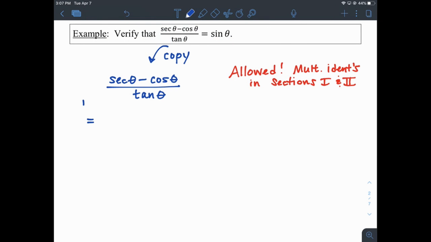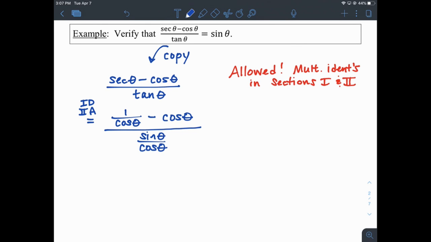So I'm going to be using 1D here to change the secant and 2A to change the tangent. I'm going to leave the cosine alone, but again, as long as it's sections 1 and 2 and you're just switching to sines and cosines, go for it. Change more than one at the same time. So the secant changes into a 1 over cosine. The cosine in the back stays. And then all divided by tangent is sine over cosine.